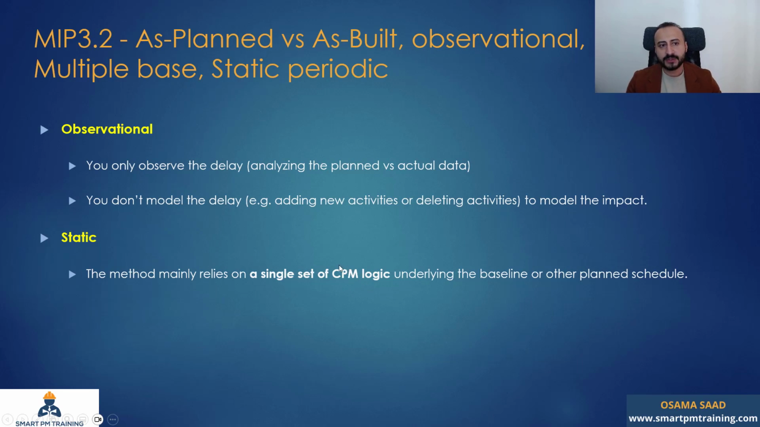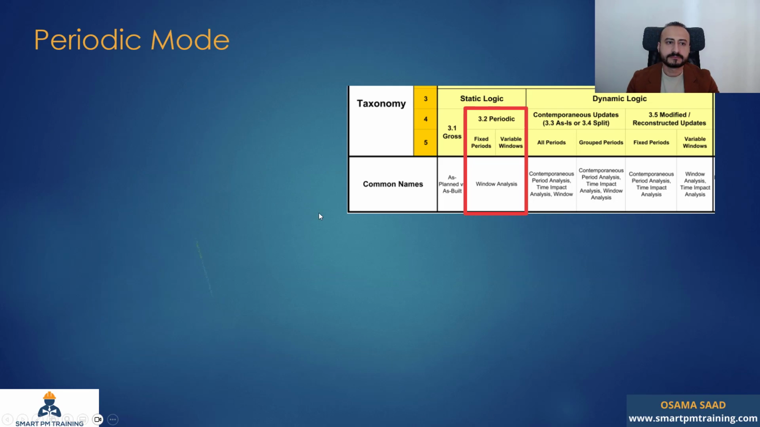If you are familiar with the TIA window analysis, it's dynamic because you are comparing update to an update. But in the 3.2, it's still static because you are depending on one measuring point, which is the baseline, which is a single set of CPM logic. It's periodic because you perform the delay analysis in windows using the periodic progress.